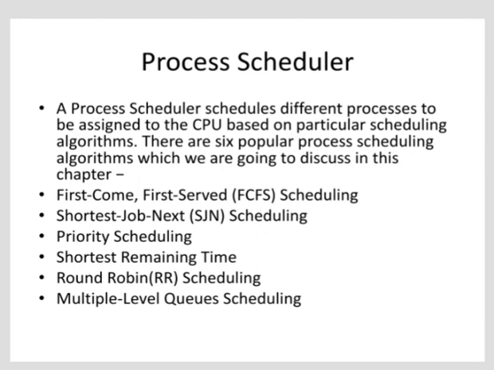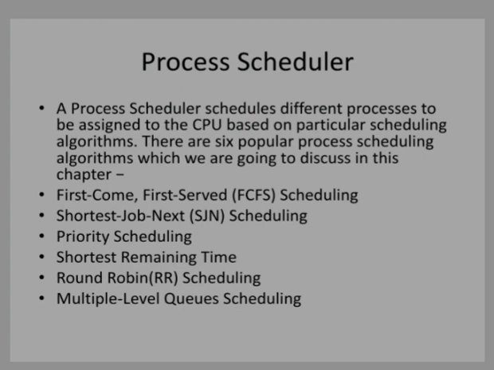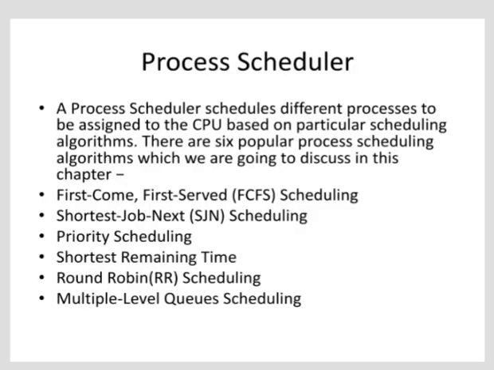So there are 6 popular process scheduling algorithms which we are going to discuss here: first come first serve scheduling, shortest job next scheduling, priority scheduling, shortest remaining time, round robin, and multiple level queue scheduling. We have seen these in short in the previous lecture. Here we will see all these in detail. CPU scheduling algorithms deal with the problem of deciding which of the processes in the ready queue is to be allocated the CPU.